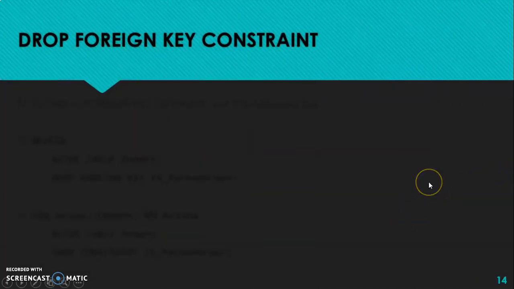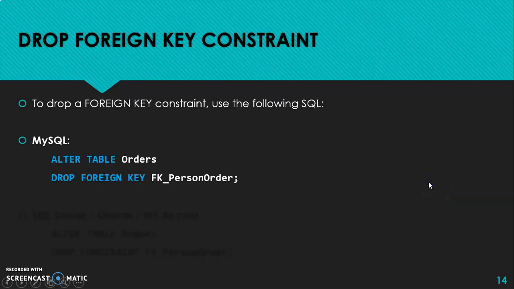Now dropping a foreign key constraint. Simple, use alter table. Alter table orders, drop foreign key and the constraint name. If you are using MySQL, it will be easier if you are using the constraint and constraint name. That's why I said in the previous slides, use constraints so that it becomes easier to identify, and the format for all the database software is the same.